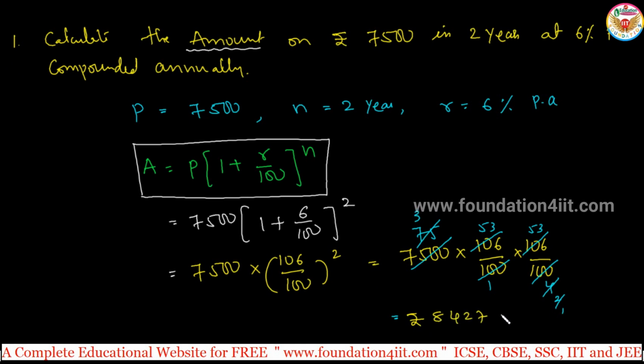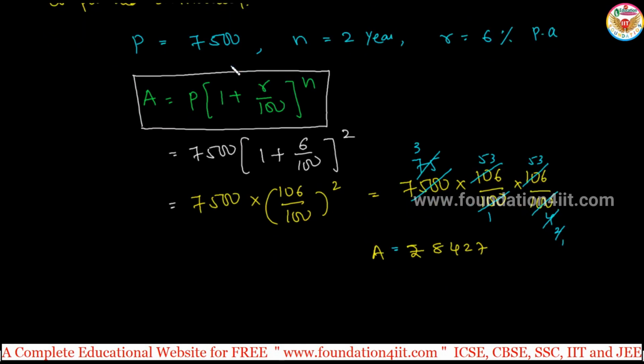8427. So the required amount is this. This is the value when only calculating the amount. For example, if in the question they ask to find the compound interest also, then compound interest is equals to amount minus P. We know that, we studied it in the previous chapter also.